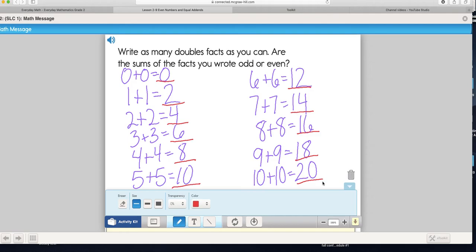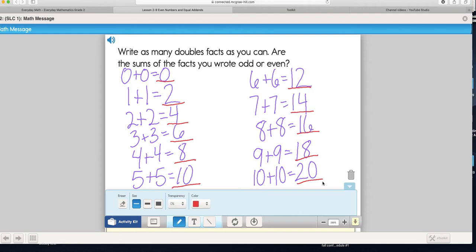2. It goes by twos. 0, 2, 4, 6, 8, 10, 12, 14, 16, 18, 20. If I kept going, 11 plus 11 would be 22. 12 plus 12 would be 24. 13 plus 13 would be 26. It keeps counting by twos.